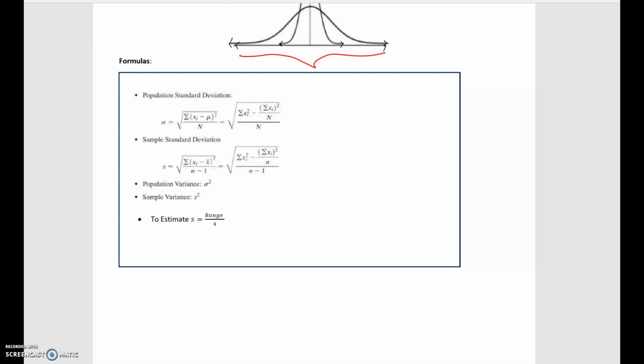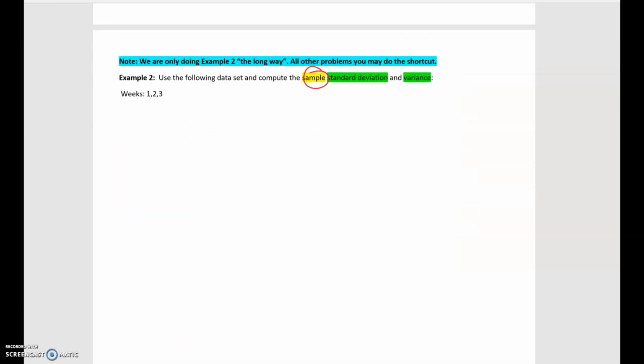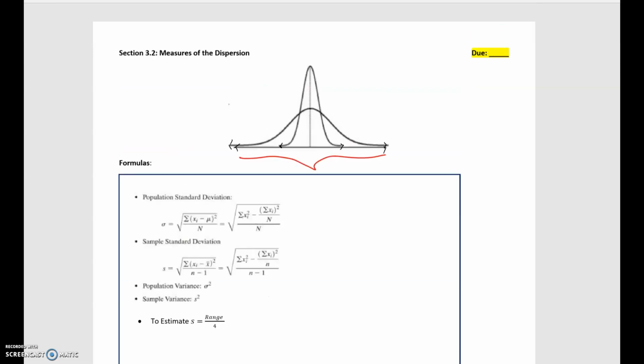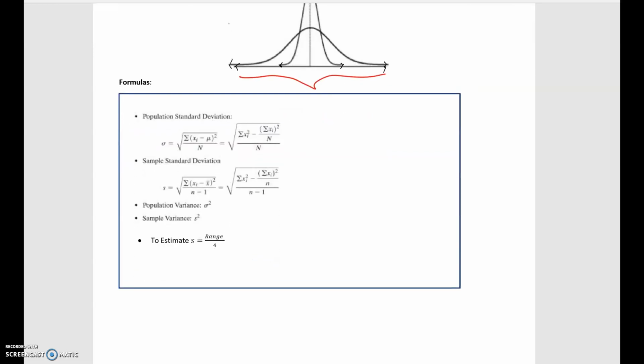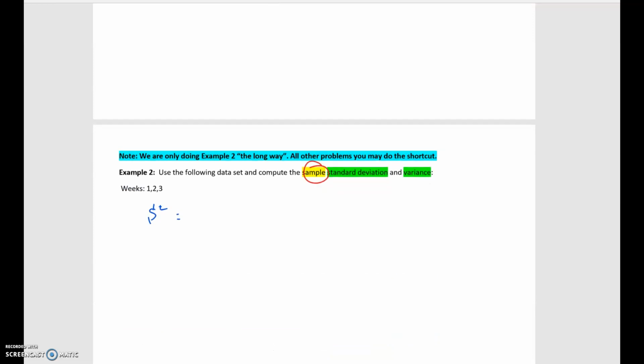Both of these formulas are used interchangeably depending on which one it's easier to use. So in this case, the actual variance is s squared, and this is equal to the sum of xi, which represents every x value, minus the mean, squared, divided by n minus 1.